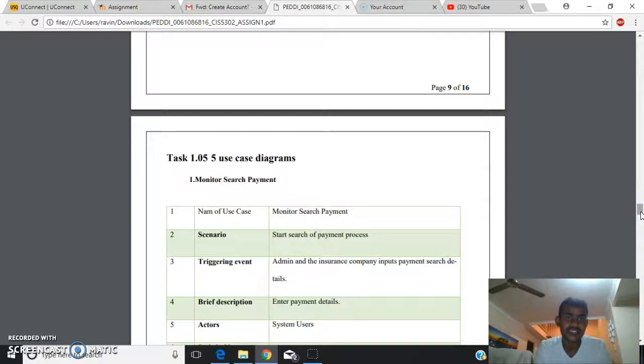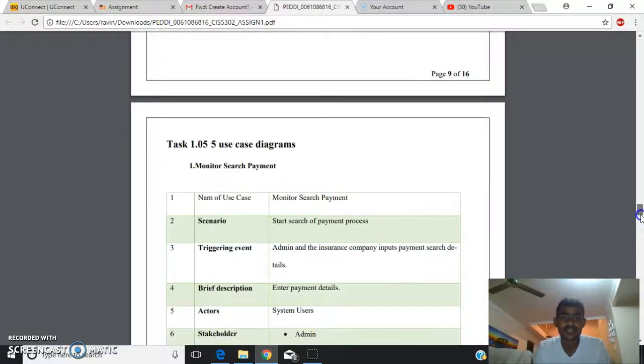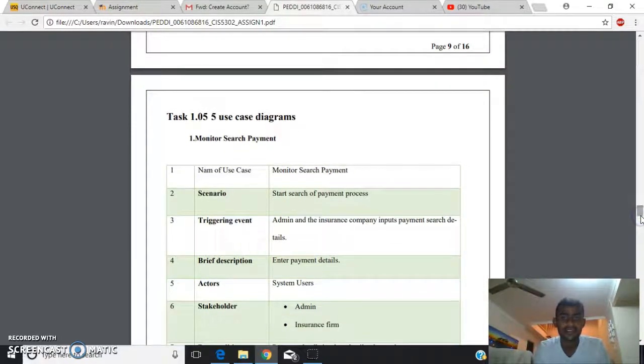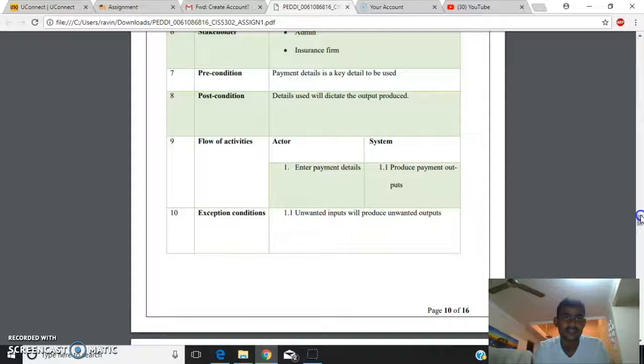It is the five use case diagrams. First one is the name of use case: monitor search payment. Second one is the scenario: start search of payment process. Third one is the triggering event: admin and the insurance company input payment search details. The fourth one is the brief description: enter payment details. The fifth one is the actors, sixth one is the stakeholders, the seventh one is the precondition, the eighth one is the post condition, ninth one is the flow of activities.